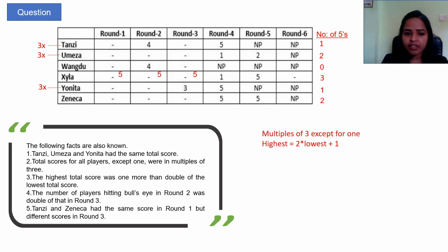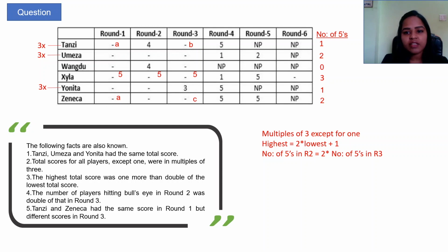The number of players hitting bullseye in round 2 was double of that in round 3. So the number of 5s in round 2 is equal to 2 into the number of 5s in round 3. T and Z had the same score in round 1 but different scores in round 3. So let's say they had A in round 1 each, and in round 3 they have B and C, where B is not equal to C.